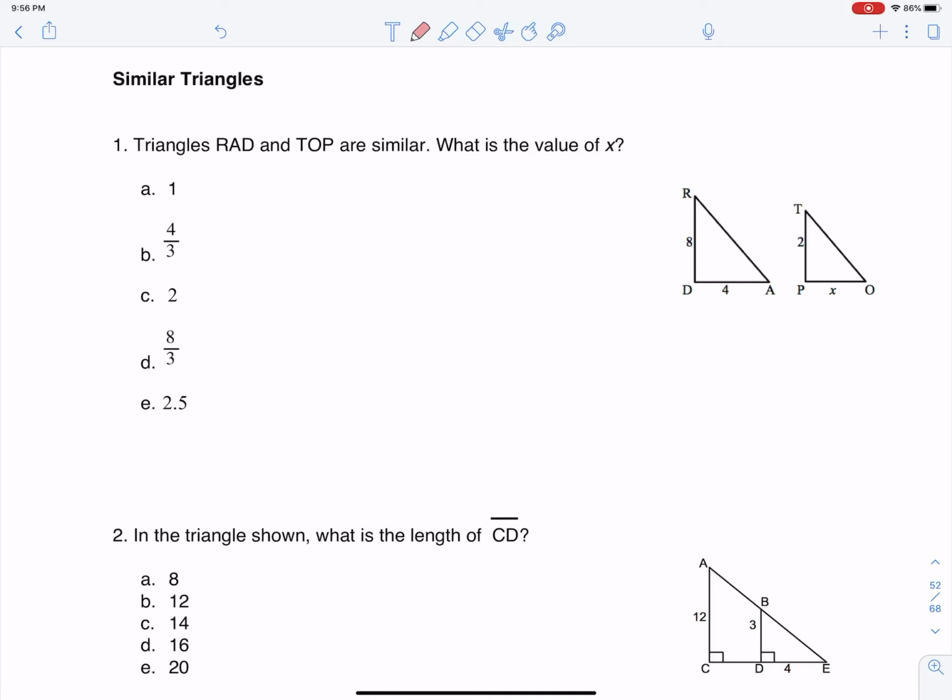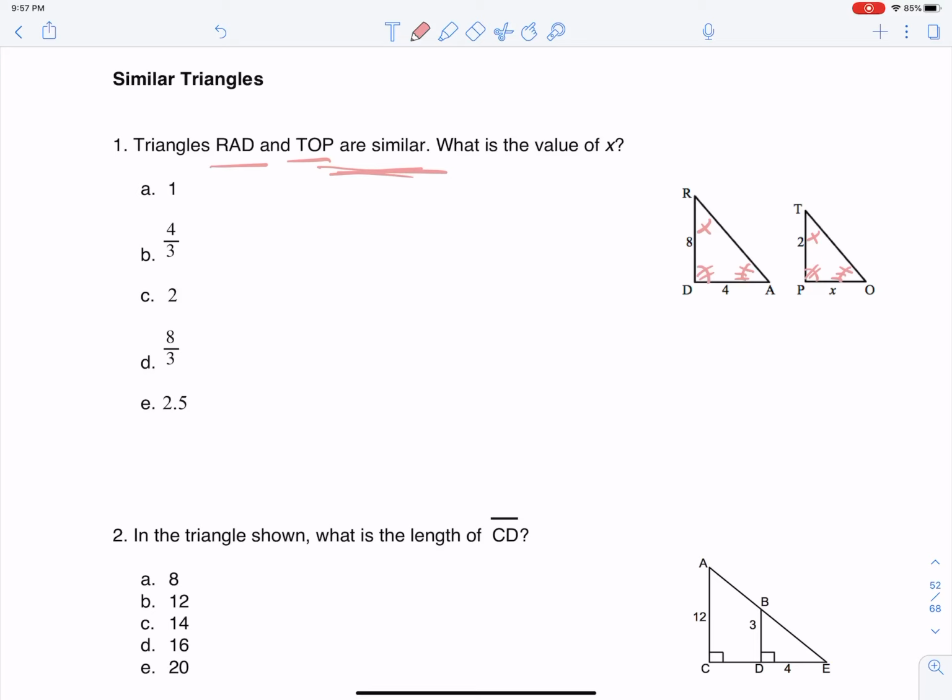All right, y'all, with the SAT less than 4 weeks away now, I wanted to make sure that I did multiple problems that are all tied to one topic. So today we're going to be dealing with similar triangles. Here we have triangles RAD and TOP are similar. What similar means is that the angles in these triangles are the same, and because the angles are the same, it means that the sides are in ratio to each other.